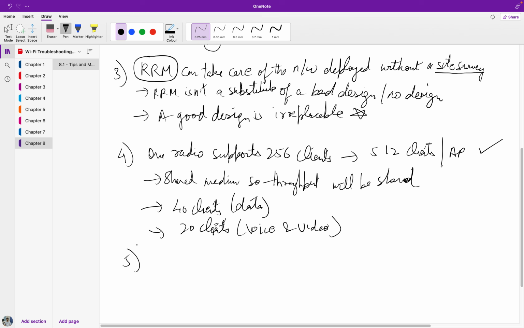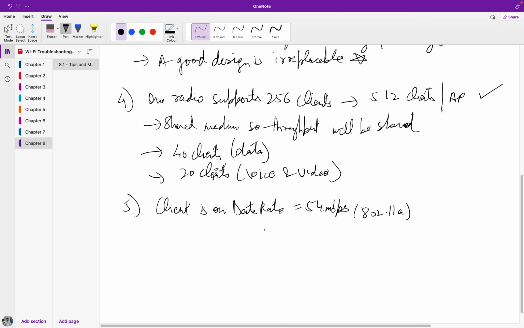Another misconception is that a lot of customers don't understand the contention mechanism. If the client is on a data rate of 54 Mbps, let's say it's on the .11a protocol, according to the users or the customers, throughput also should be 54 Mbps.